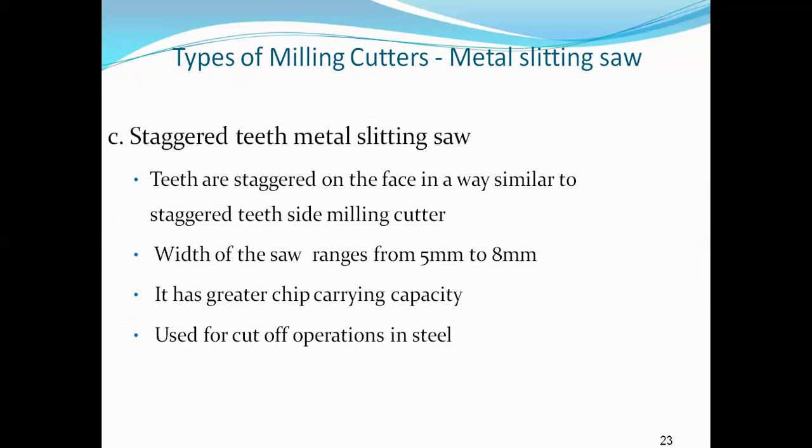The width of the saw ranges from 5 mm to 8 mm. It has greater chip carrying capacity, and it is also used for cut-off operations in steel. So all these metal slitting saws are used for cut-off operations. Cut-off means if we want to cut a part from a particular workpiece, we can use this metal slitting saw.